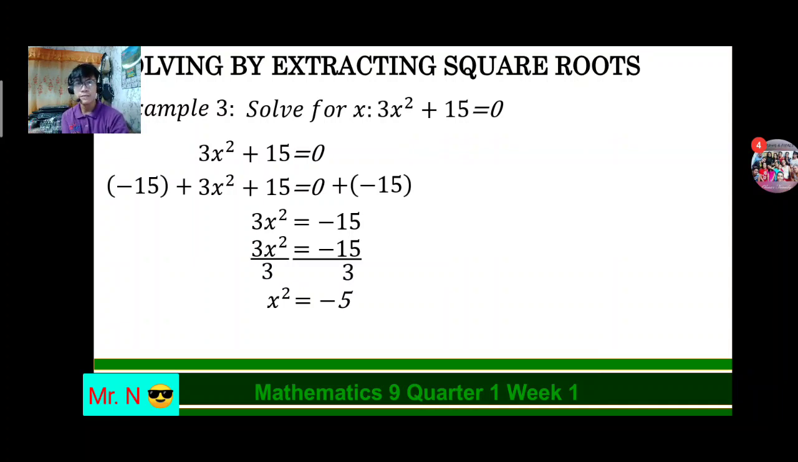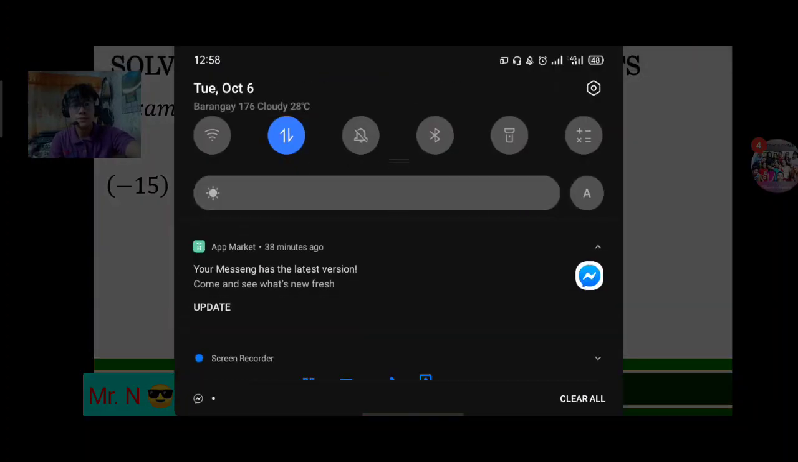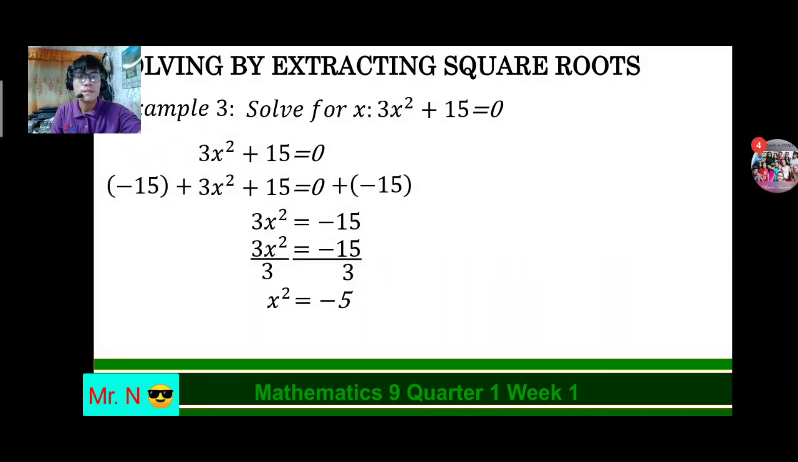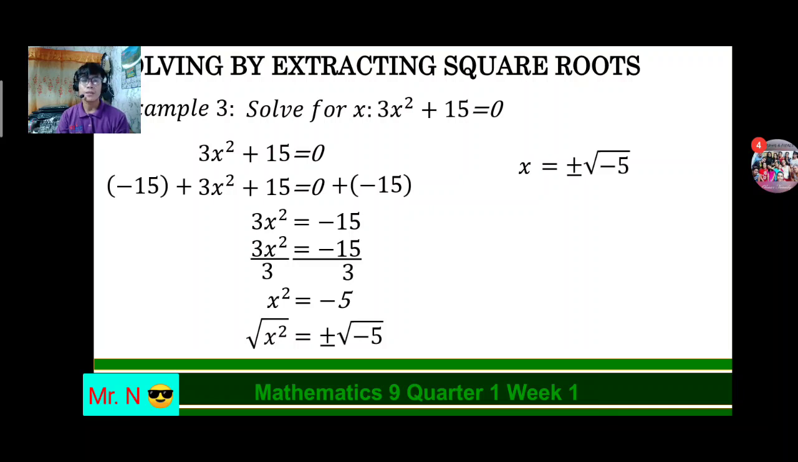So as you can see, we already have the form of x squared is equals to k, such that k is equals to negative 5. And now let's apply the square root property. We're going to square root both sides of the equation. So square root of x squared and square root of negative 5. What is the square root of x squared? The square root of x squared is x, and then the square root of negative 5, okay, still negative 5 because 5 is not a perfect square.